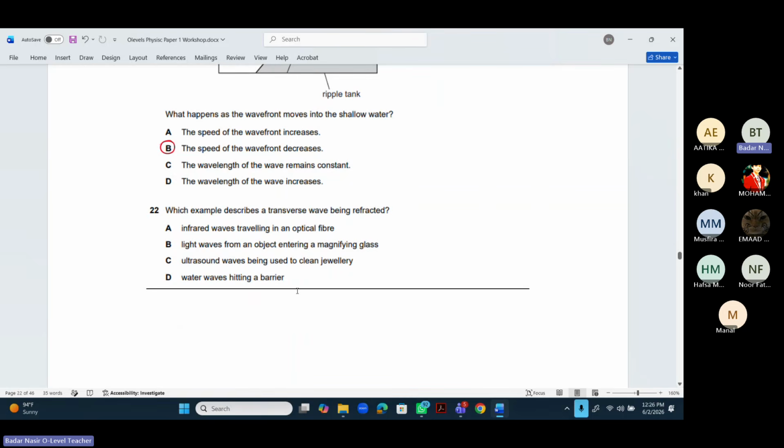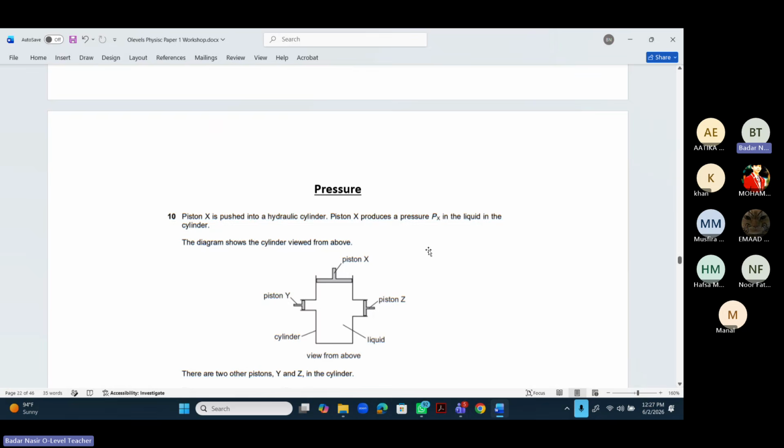Which example describes a transverse wave being refracted? Infrared waves traveling in an optical फाइबर उसमें तो टोटल इंटरनल रिफ्लेक्शन होती है ना, तो वो ये रिफ्रैक्शन नहीं है. लाइट वेव्स फ्रॉम एन ऑब्जेक्ट एंटरिंग अ मैग्नीफाइंग ग्लास. सो बी. सो एक मीडियम से दूसरे मीडियम में जब आपके पास वेव ट्रैवल करती है सो रिफ्रैक्शन ऑलवेज अकर.